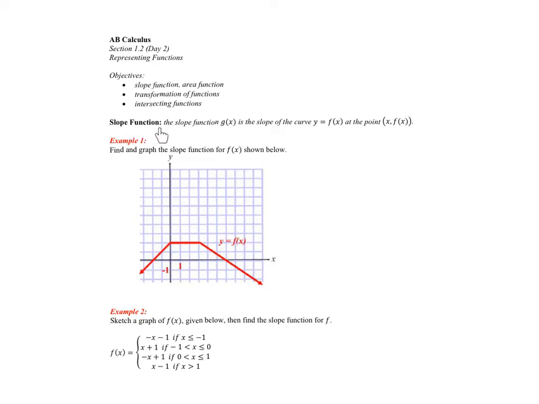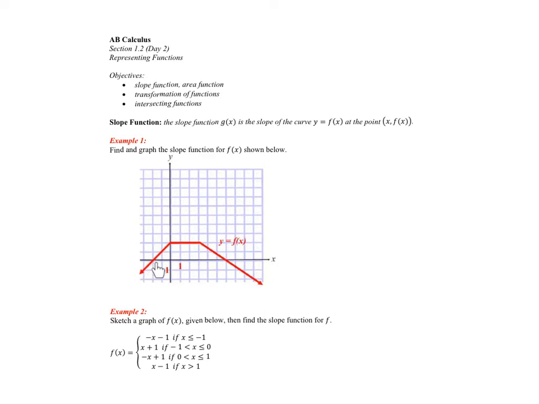A slope function: the slope function g of x is the slope of the curve y equals f of x at any point x. So in example 1, let's find and graph the slope function for f of x shown below. Okay, so let's write an equation first for the slope function.